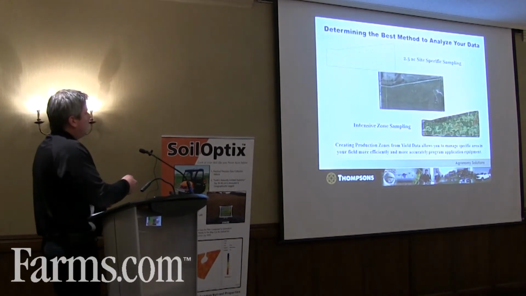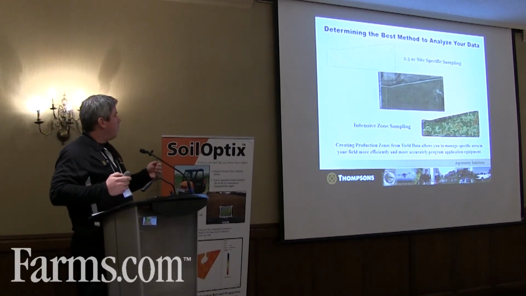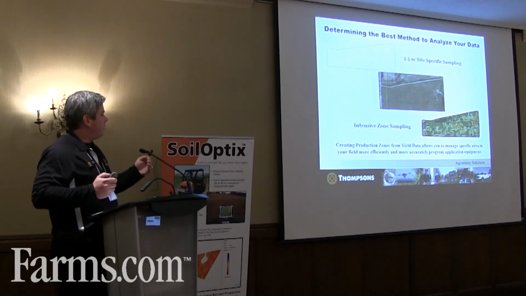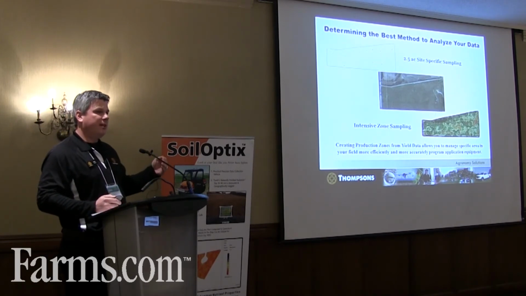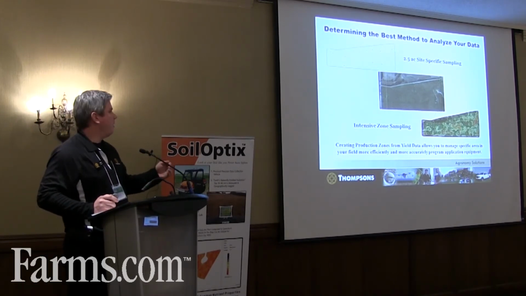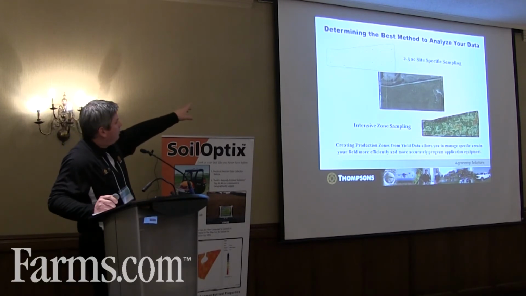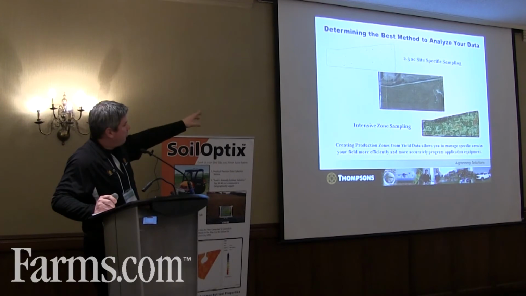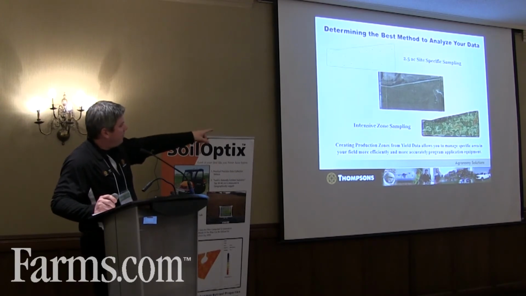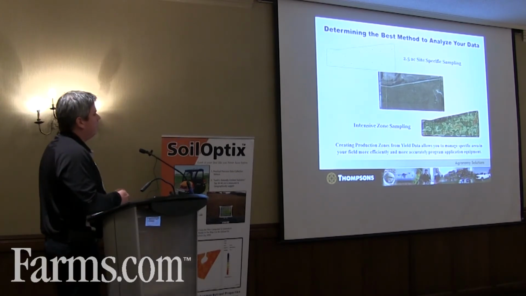So what we want to do when we create these zones is to identify the production zones that best match what you know as the producer to be how that farm responds. So you can see here, if we do a 2.5 acre grid, the results aren't necessarily how the soil rolls across the farm. If we zone sample it, we might get a better result.